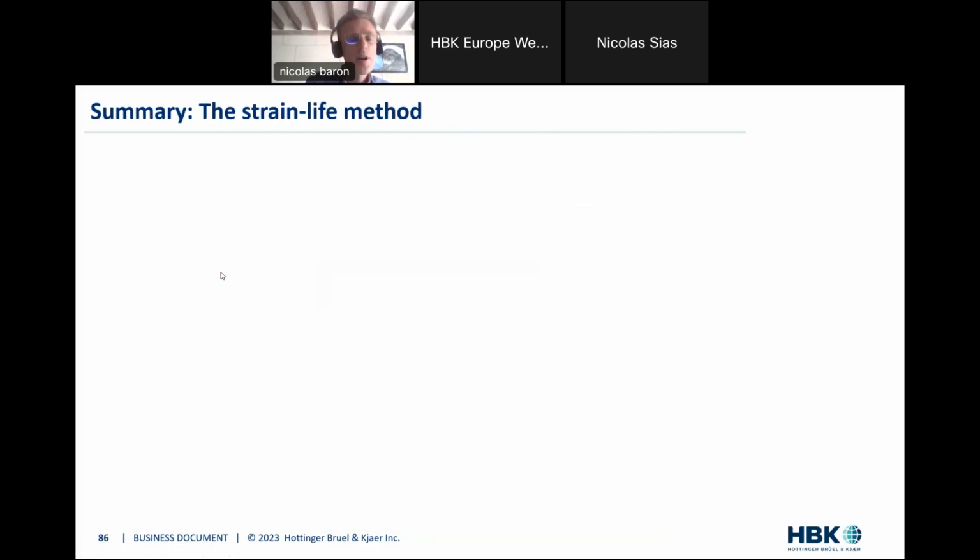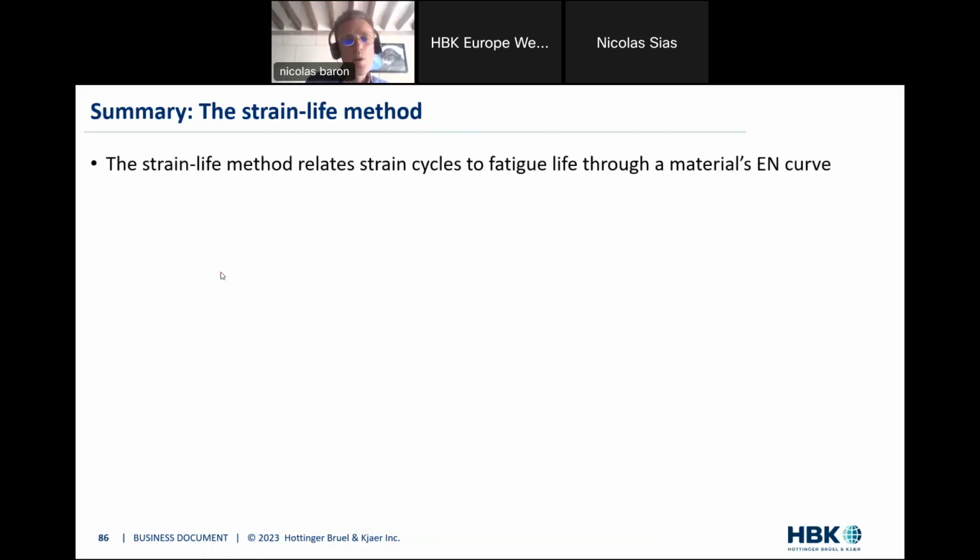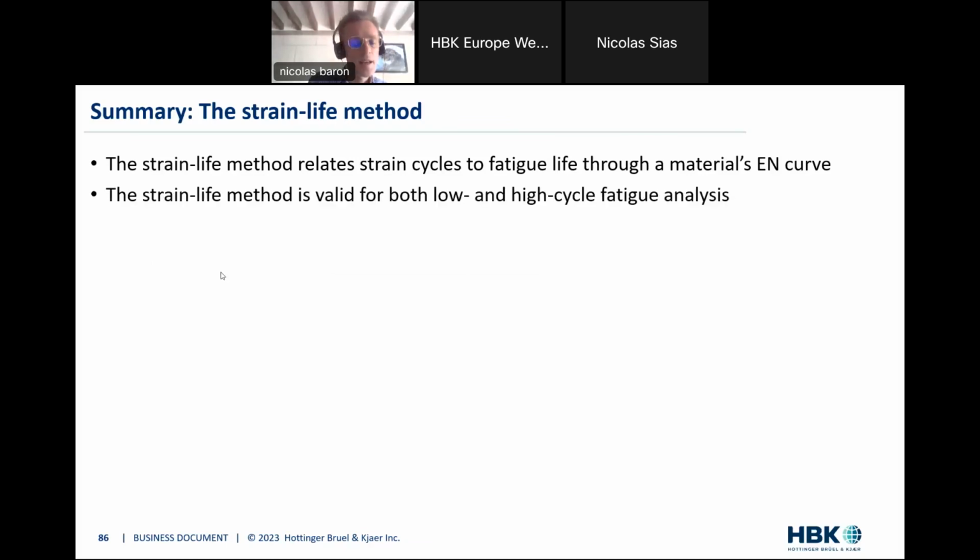In summary, for the strain life method, we've seen what it is. It's a methodology that relates the number of cycles to failure to the strain, the deformation value. So strain to cycles to fatigue. That's the strain life method, and we call it in short the EN curve. It's always valid, whatever the fatigue regime, low fatigue, high fatigue, values of the number of cycles, it works fine in all these cases. And that's the great thing about the strain life method.